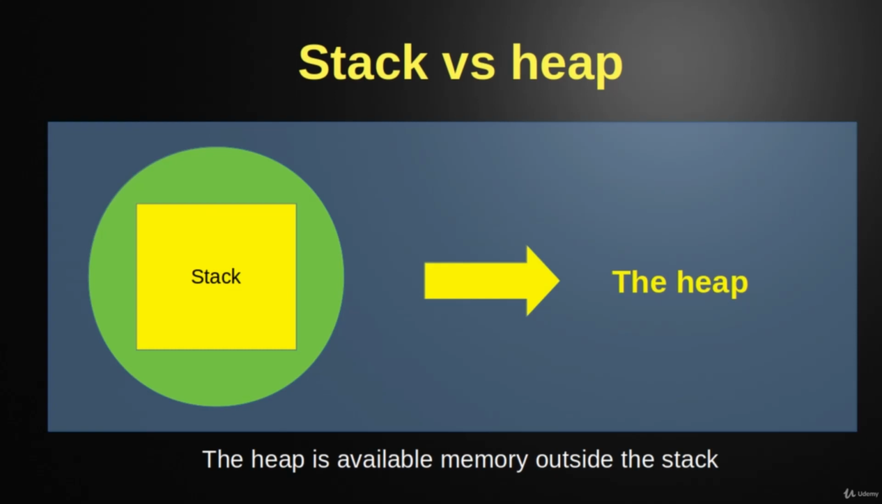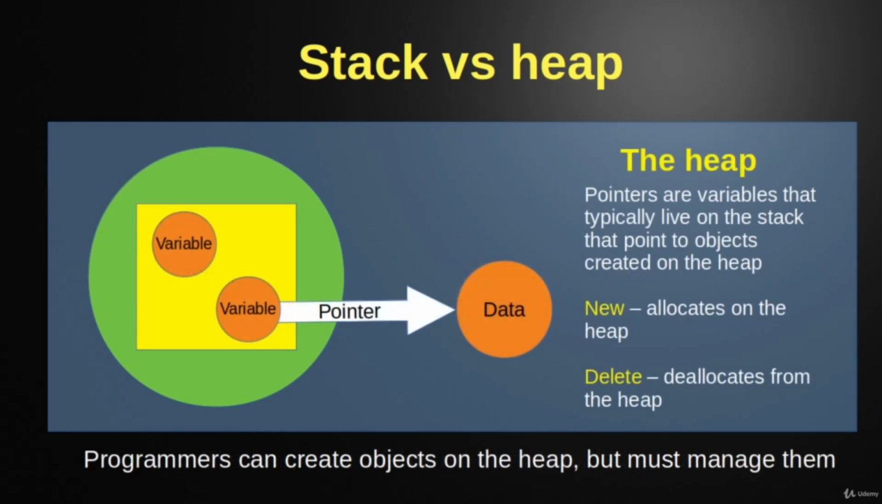Now, when we look at memory outside of the stack, that's called the heap, also called the free store. That's the rest of the memory in the system. Programmers create objects on the heap, but we must manage them. Typically, we do this through a pointer, which means we have a variable that lives on the stack that points to a region of memory on the heap. We have to allocate that memory using the new keyword and deallocate it using delete. This is called memory management. We have to do this manually.